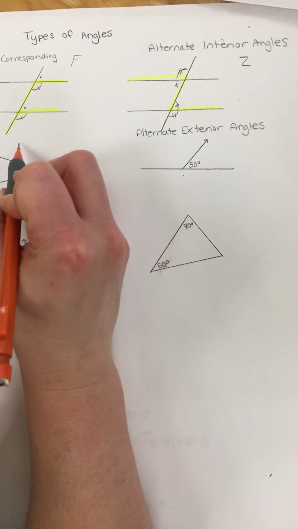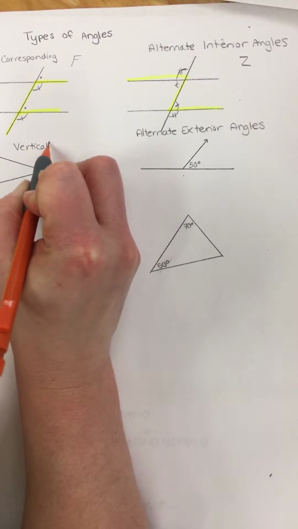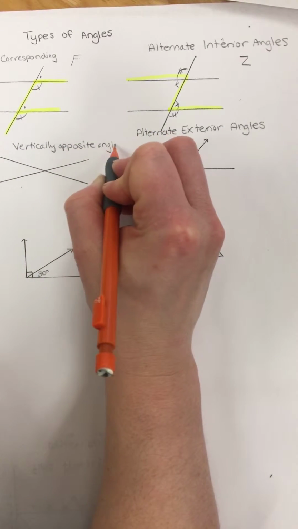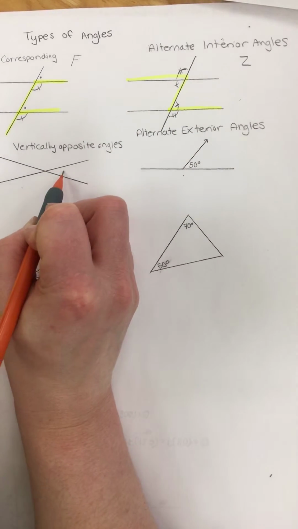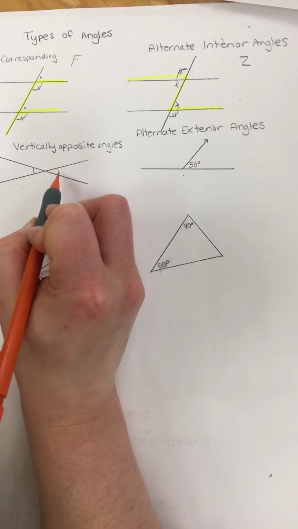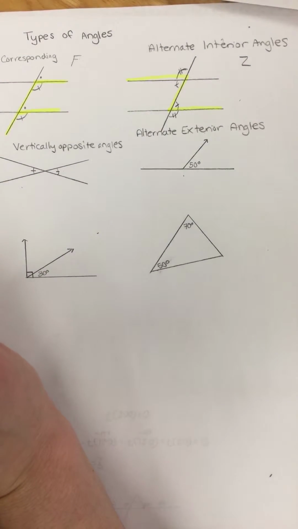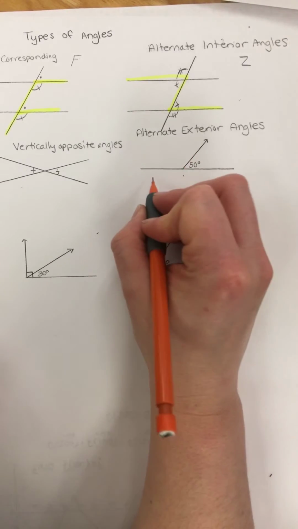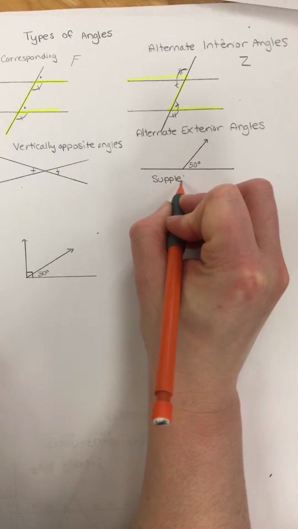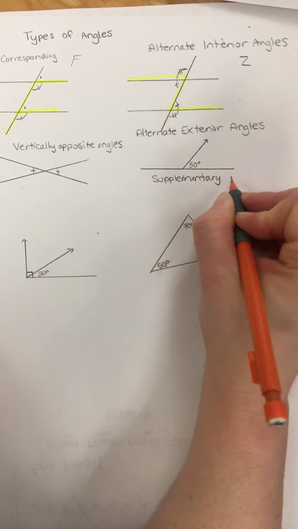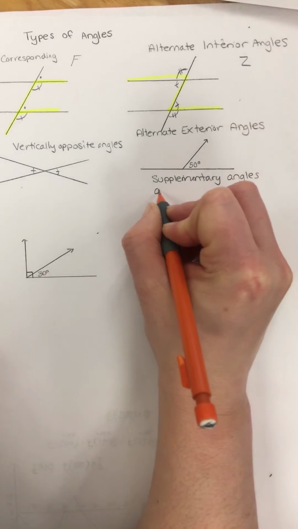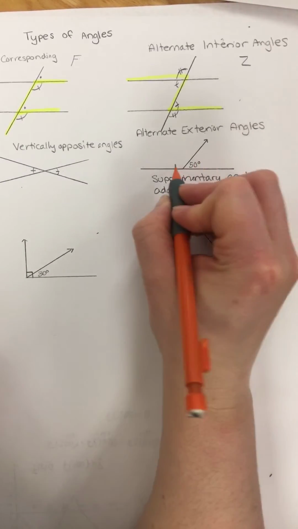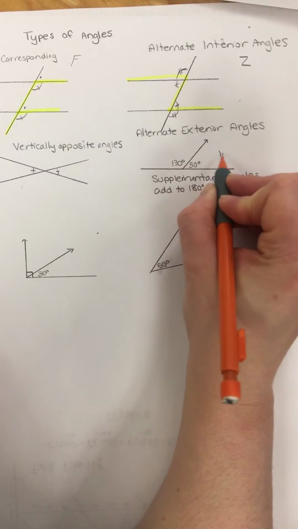The next one we're going to talk about is vertically opposite angles. So angles that occur when two lines intersect, so the ones across from each other, are also congruent. For this diagram right here, we're going to talk about the straight line, so something called supplementary angles. Add to 180 degrees. So if this is 50, this would be 130.